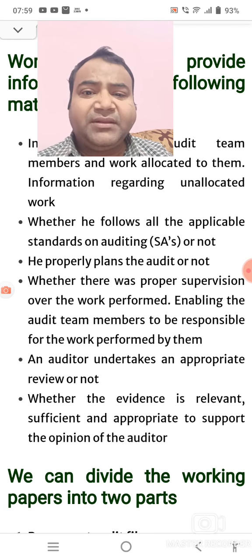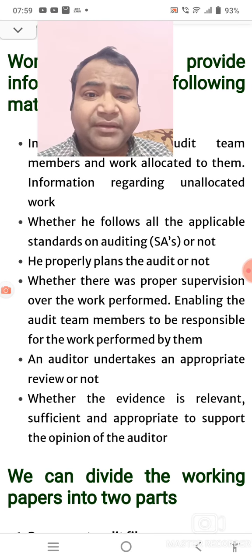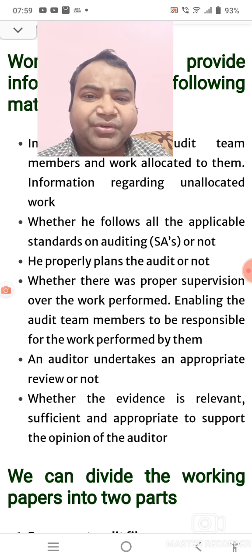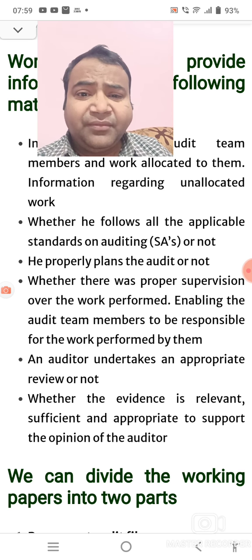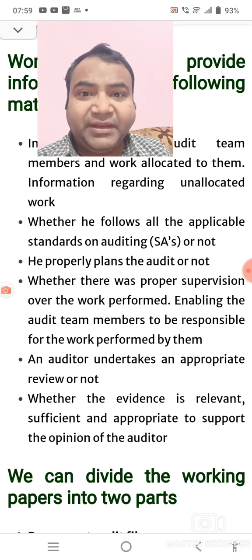The second one is whether he follows all the applicable standards on auditing or not. So the working paper also shows whether standards on auditing have been followed or not. Those standards are the rules, procedures or principles which must be followed while performing any auditing work. So the working paper makes sure whether those standards have been met, whether the work has been done in accordance with those standards or not.